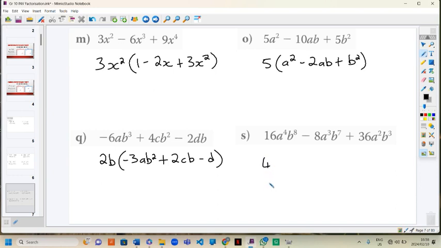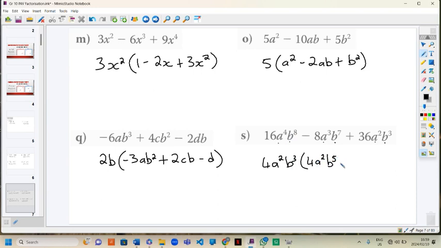4. Right, let's look at those A's. What's common in those A's there? Good, I'm going to take out an A squared. Look at the B's. What's common in those B's there? What can I take out? Yep, I can take out a B to the 3. Alright, so now let's see what's left over here. I'm going to have 4 left over. 4 times 4 is 16. A squared times what is going to give me A to the 4? A squared. B to the power of 3 times what is going to give me B to the 8? Good, B to the 5.